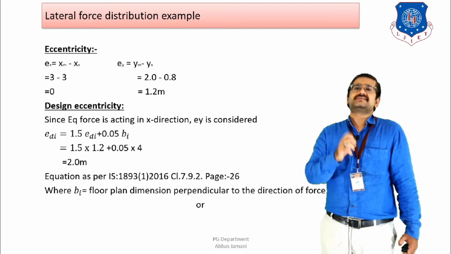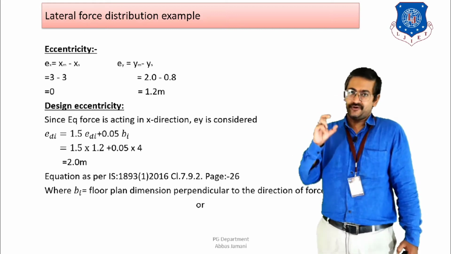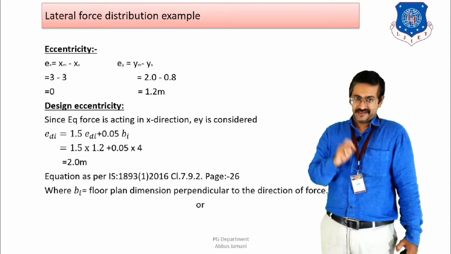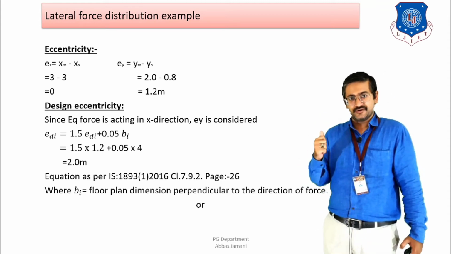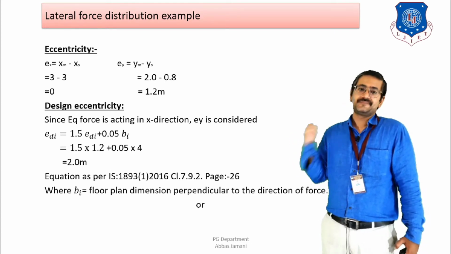And due to this eccentricity, there will be torsion in plan, that is, the building will twist about the vertical axis, right? And that is how it is going to affect. That is what we are going to see in this example that we have taken up over here, right?